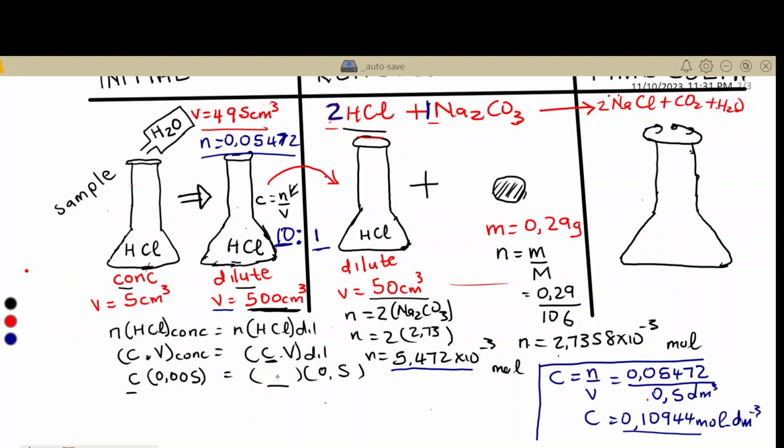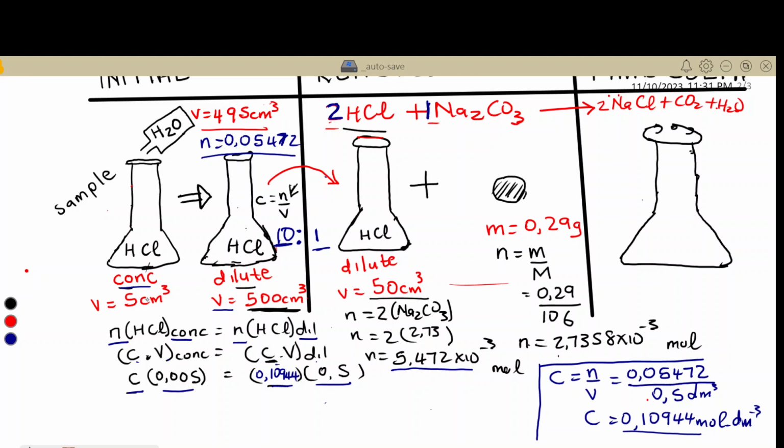So it was this concentration here, 0.10944. Remember, we said to find the concentration of the concentrated one, the number of moles of the concentrated is equal to the number of moles of the dilute. So it's C times V concentrated is equal to C times V dilute. So we do know the concentration of the dilute now. We do know the volume of the dilute. We need the concentration of the concentrated.